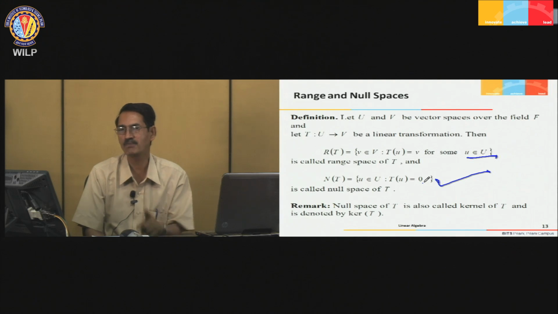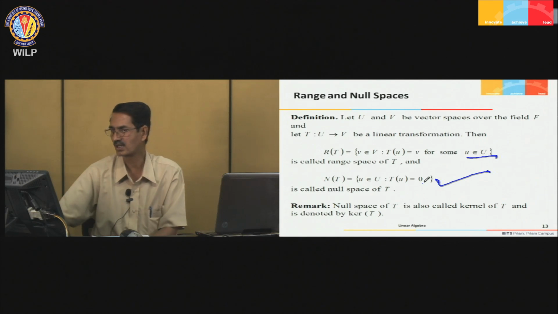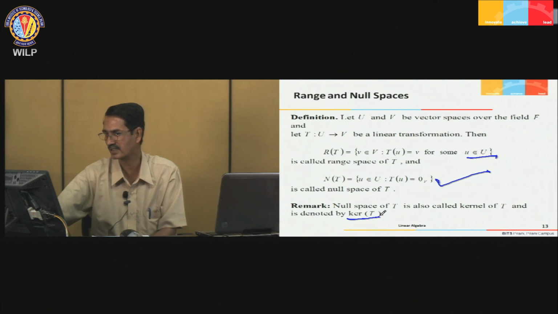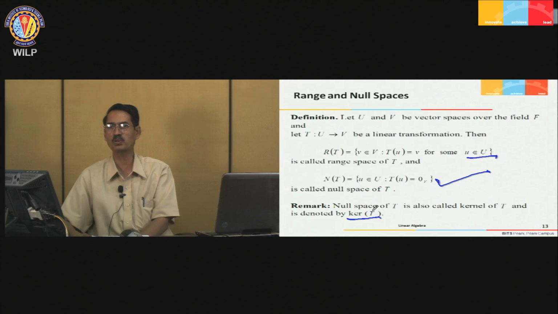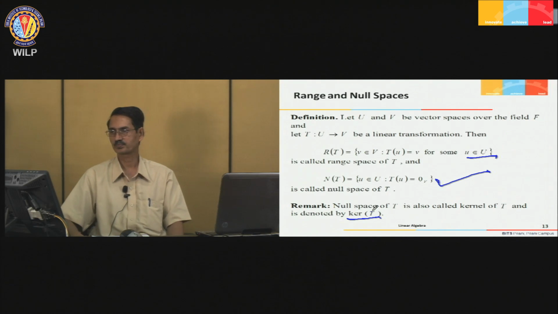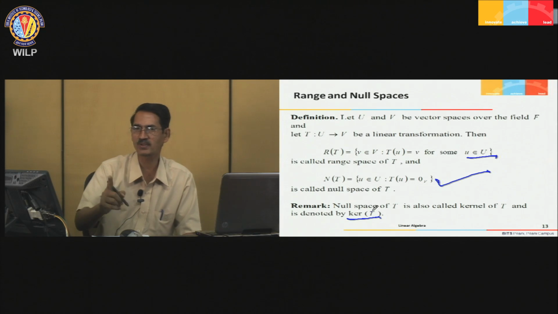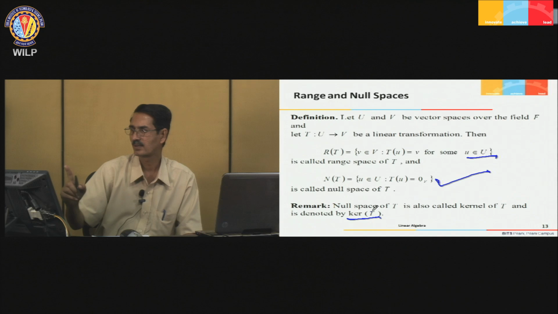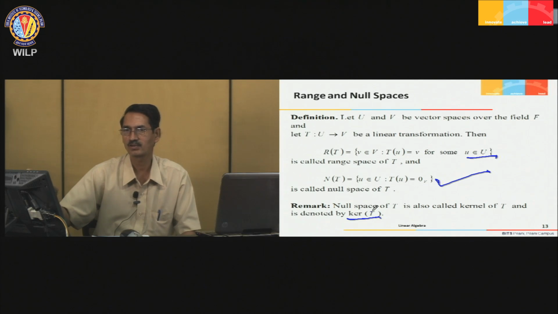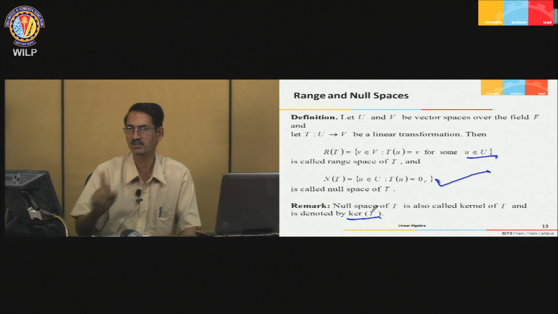There is another name for null space. If you see some other books, they are also calling it kernel of the linear transformation. Either kernel of a linear transformation or null space of a linear transformation, both are same. So remember these two definitions. Range space of T is a subset of V, null space of T is a subset of U with some specific properties.